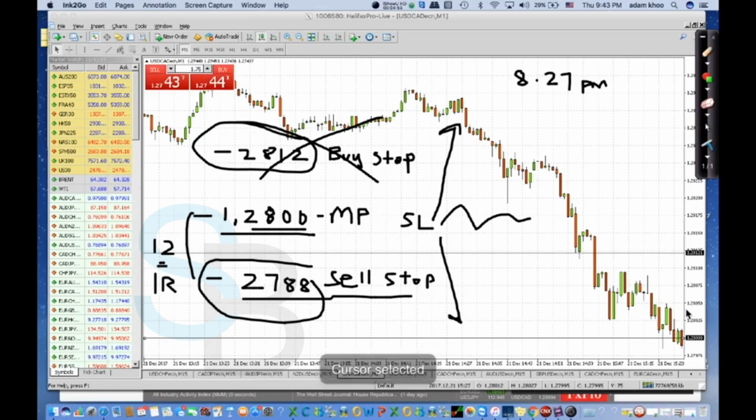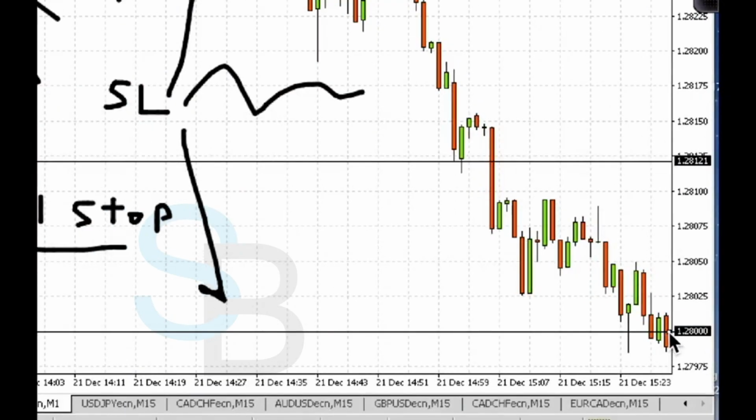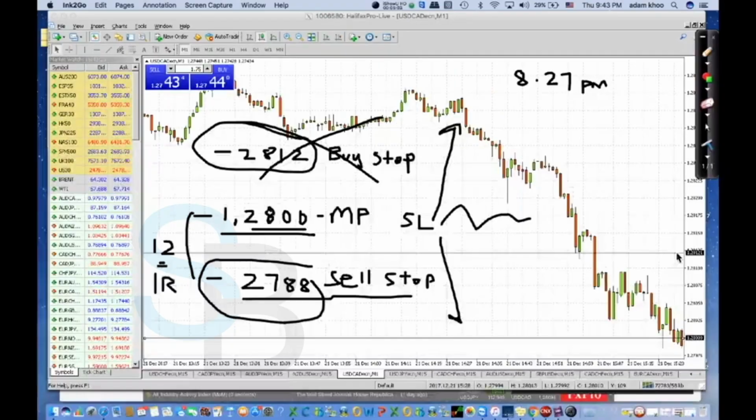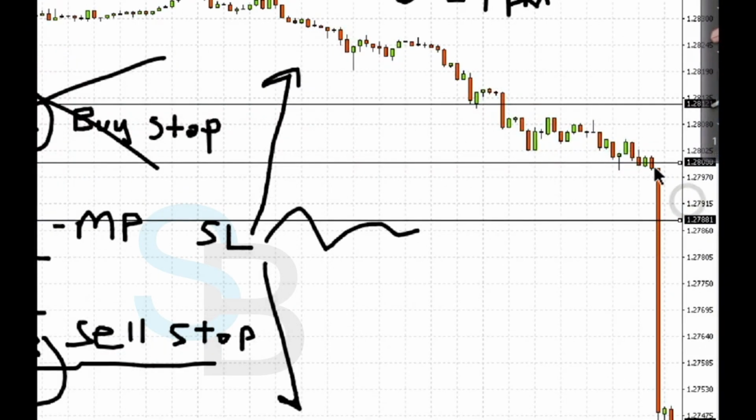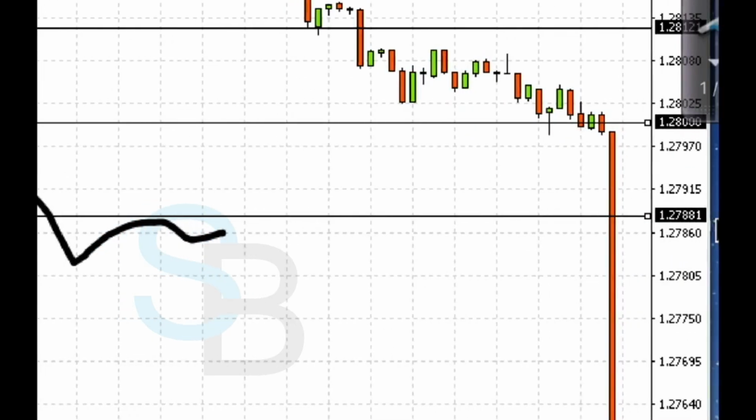Let's go to the chart. So again, this was the market price just before the news was released. That was the buy stop order. Now the sell stop order is below. You can't see it because it was below, right? Now the moment the news was released, boom. Right, the moment the news was released, you can see the price went down really fast. And this was my sell order at 2788.